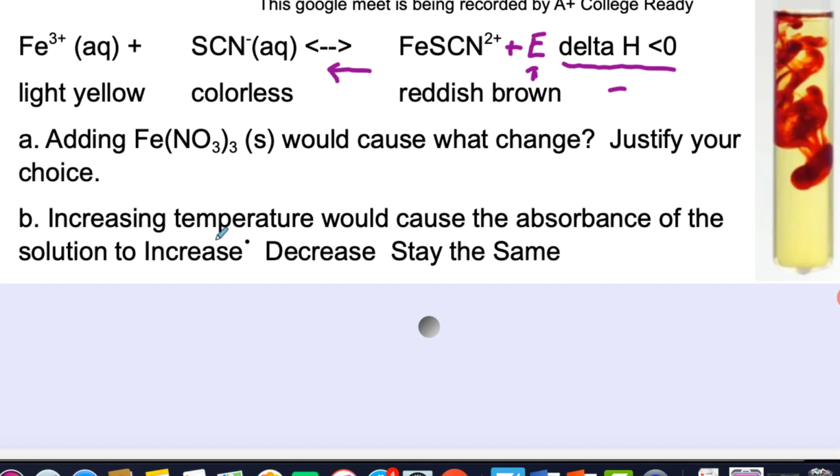So that means the absorbance, if it's less reddish brown, would decrease because there'd be less reddish brown in there. So adding temperature would cause it to shift towards reactants, making it less reddish brown and decreasing the absorbance.